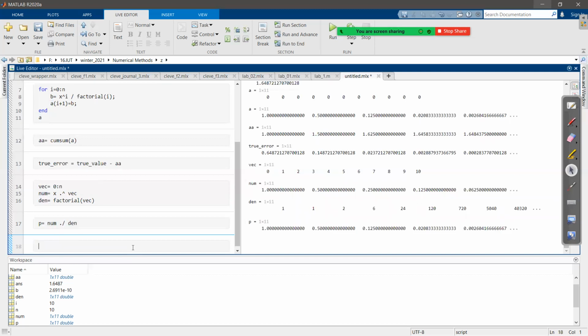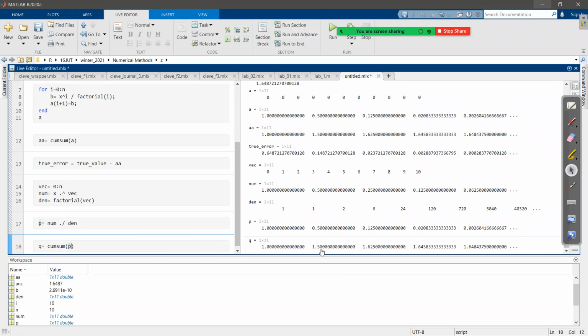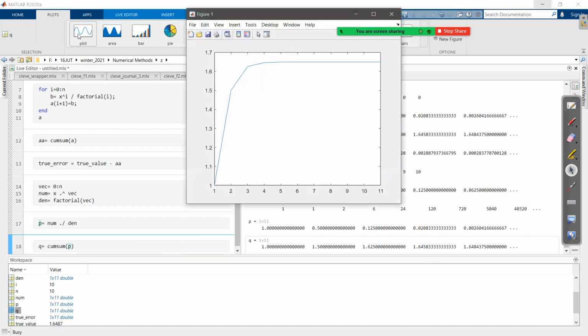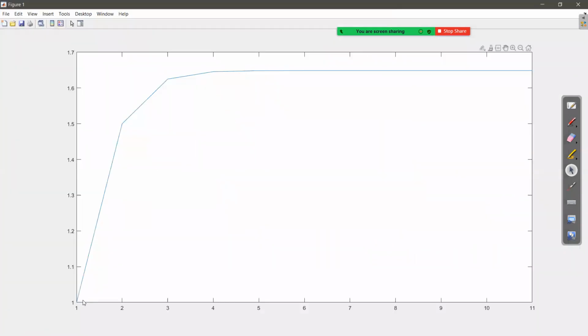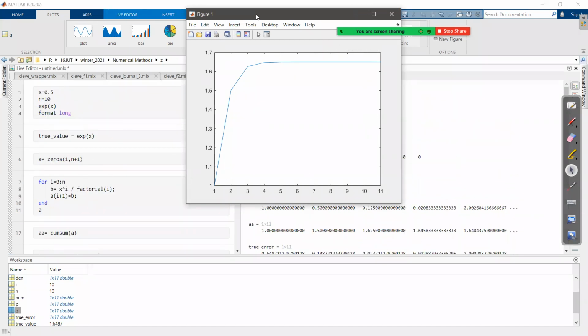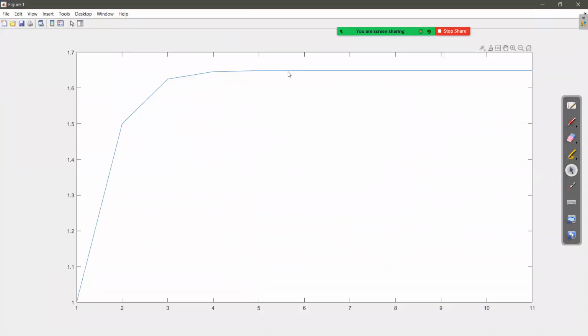The only thing remaining is I have to take the cumulative summation of P. Then at each point, I am getting the value. The value is gradually increasing like this. So if I do like this, Q, go to the plots and plot it. As you can see, this is my plot. So I am plotting this one this way. So gradually my true value was 1.64877. As you can see, gradually it is going that way, right? Yes, sir. Gradually going that way.